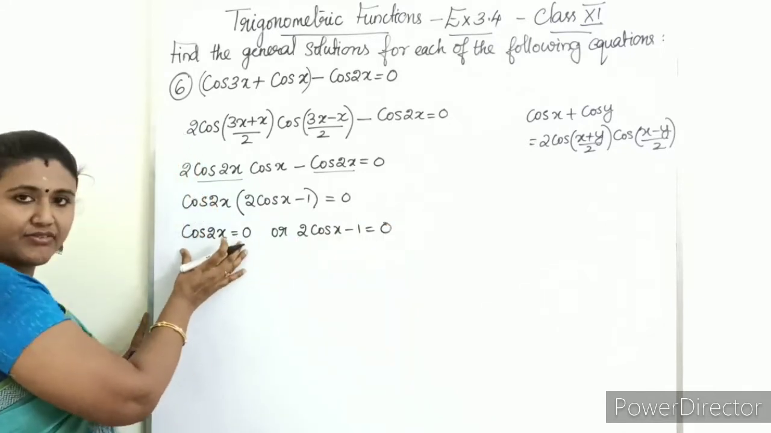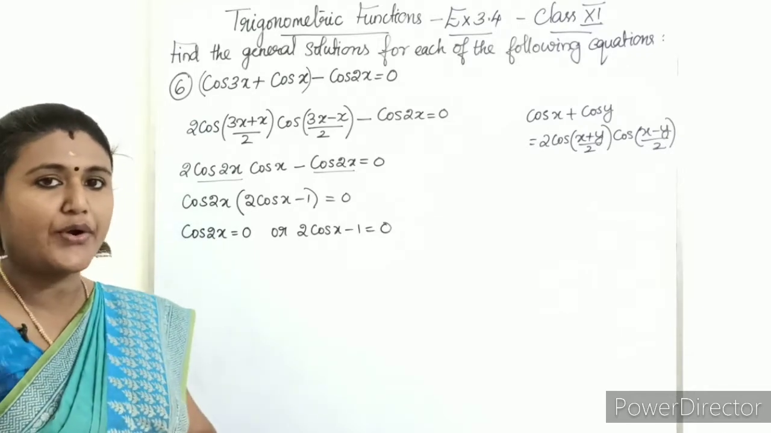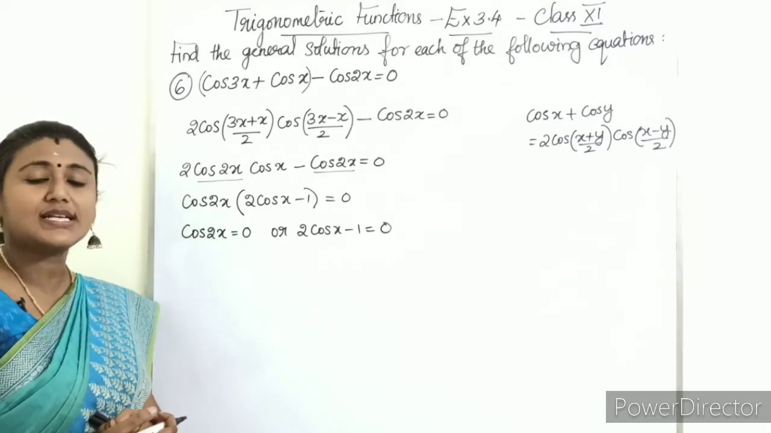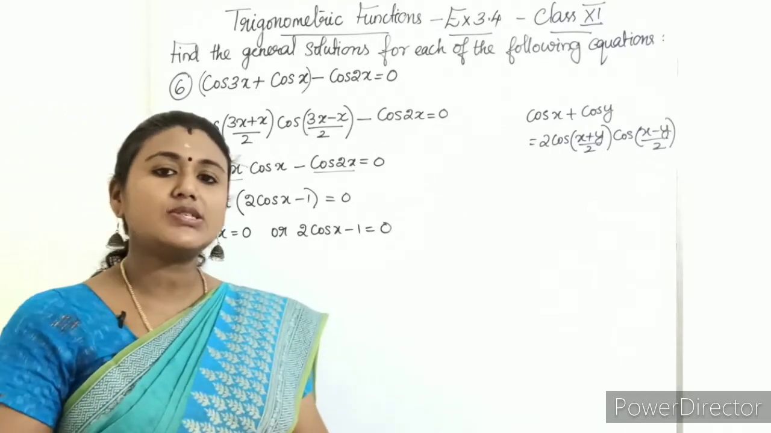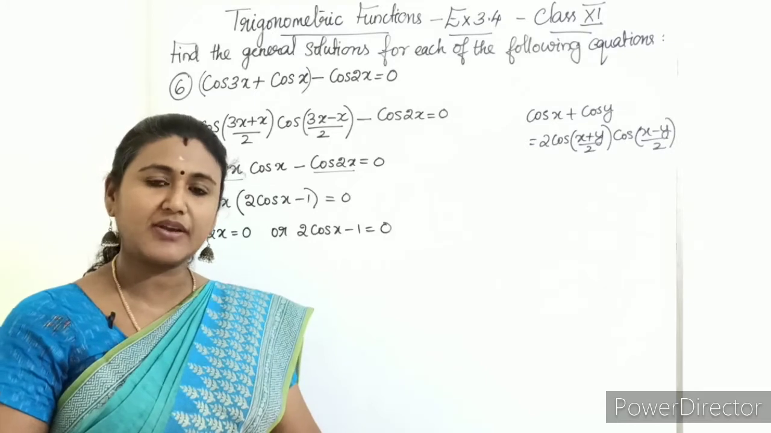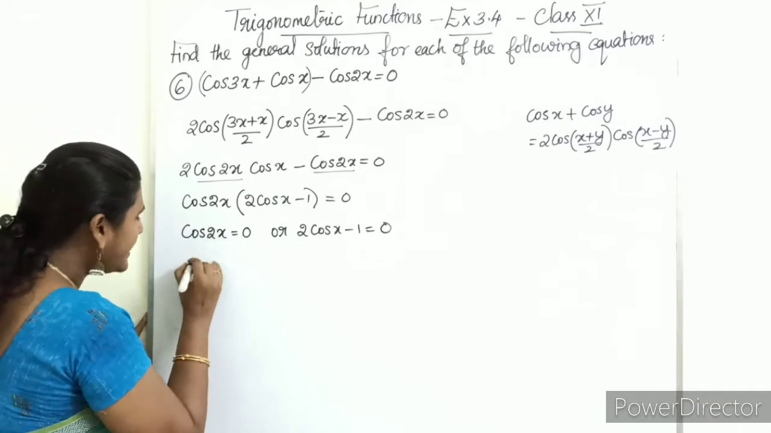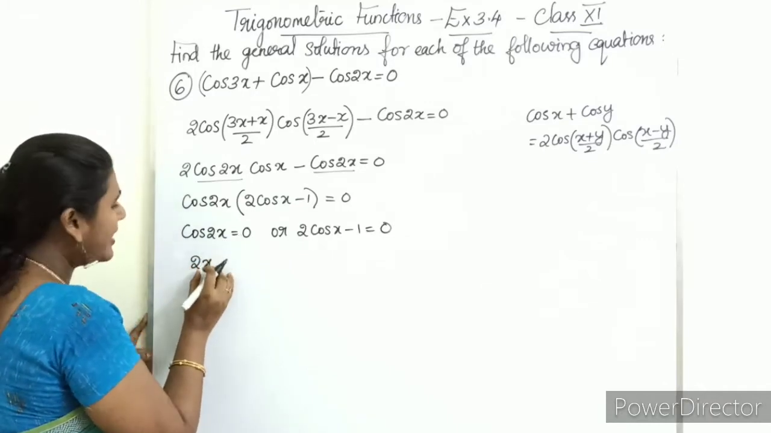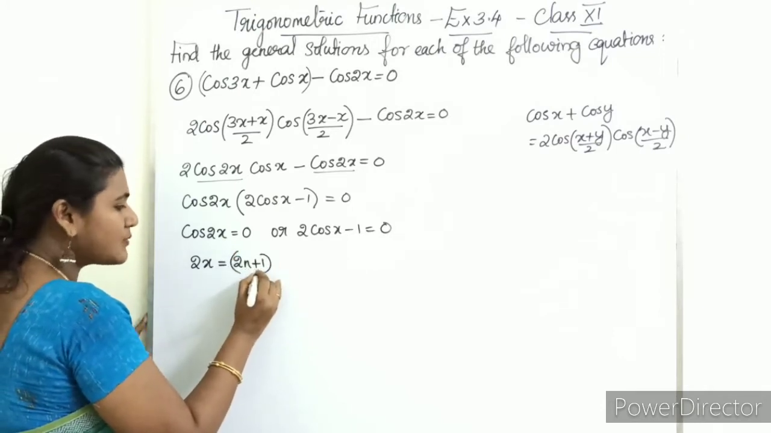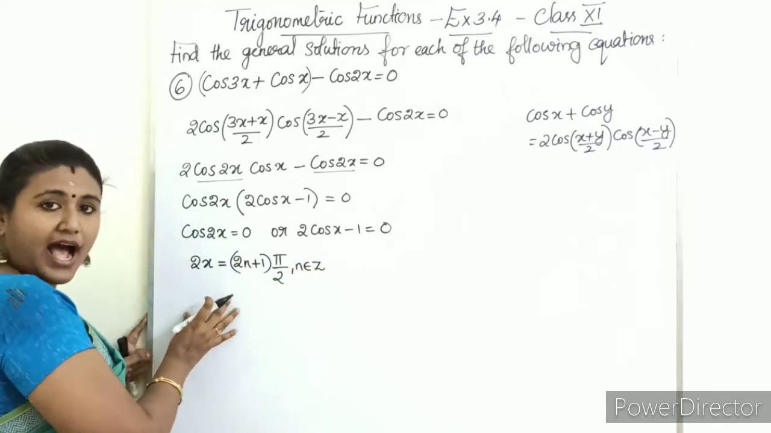Now we will consider the first equation: for which angle is the cos value 0? We have already discussed this in the introduction part. Cos 2x equal to 0 means what is the value of 2x? Cos value is 0 for odd multiples of pi by 2. So the cos function becomes 0 for odd multiples of pi by 2. 2x is our angle, so 2x is equal to an odd multiple of pi by 2, that is (2n plus 1) into pi by 2, where n belongs to Z.